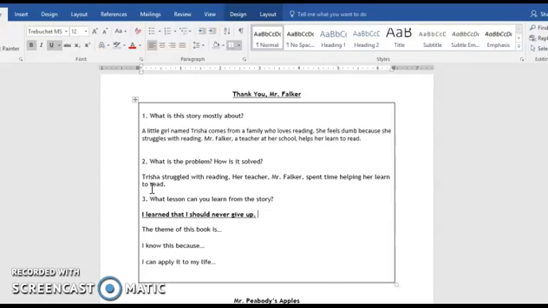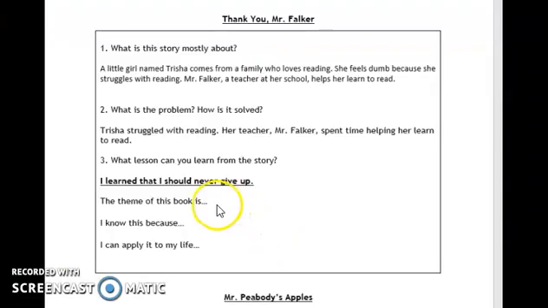Now I want you guys to take a few seconds to think about what you think the theme of this book is, okay? Or what the message is, or what did you learn from the story? Okay, so the theme of this book, and I have a few sentence stems that'll help you organize your thoughts as you're writing. The theme of this book is to never give up.